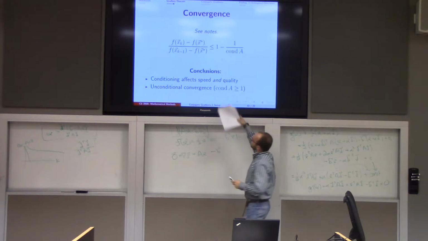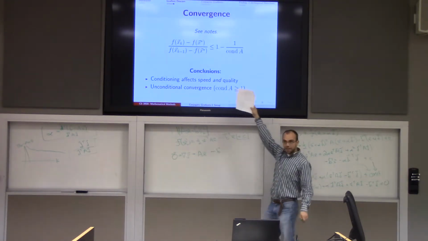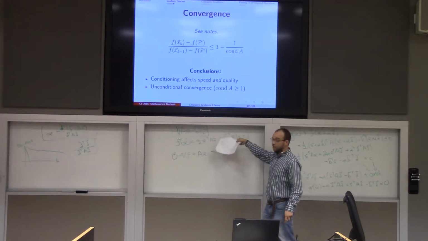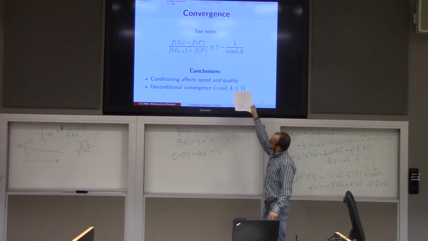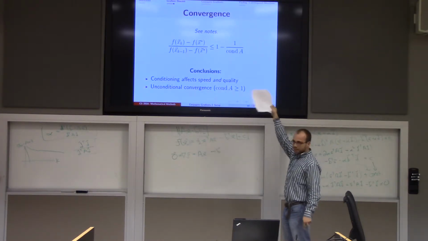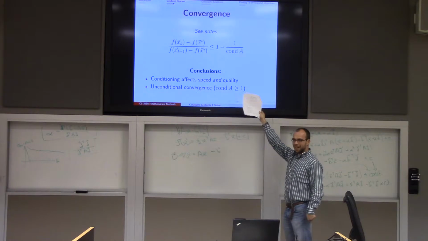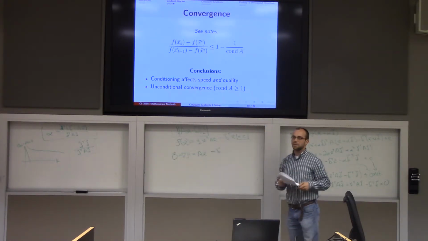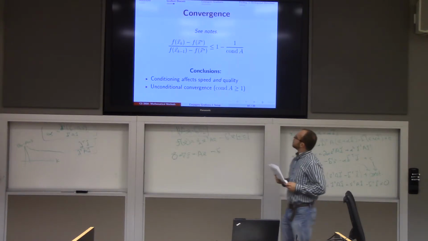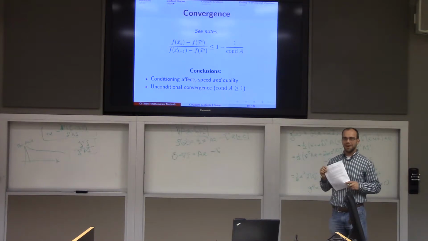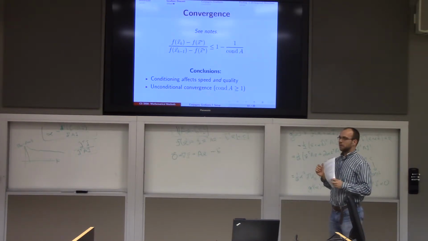But what's important here is the ratio. x star is the minimum we're trying to find, but it's a convex function, so we know there's only one minimum. And you could compute this ratio, which is f of the current iteration minus f of x star divided by f of the last iteration minus f of x star. So this is just how much closer am I to the minimum than I was before. And you can bound it above by 1 minus 1 over the condition number of A. So first of all, do we want this number to be big or small?